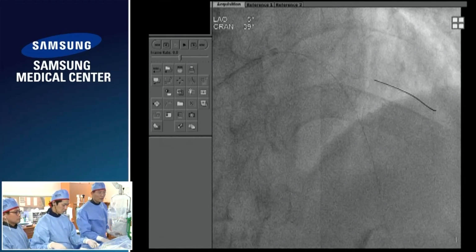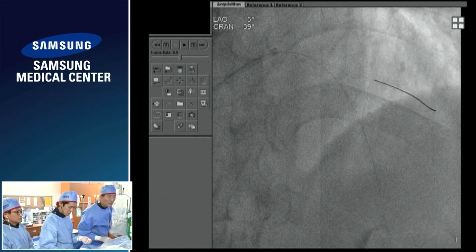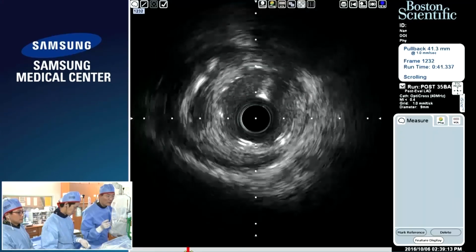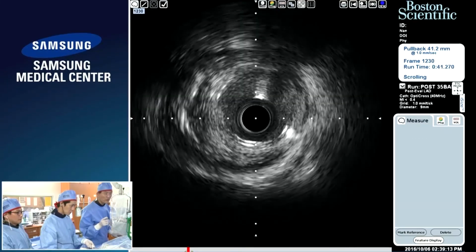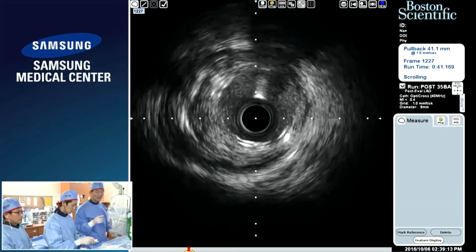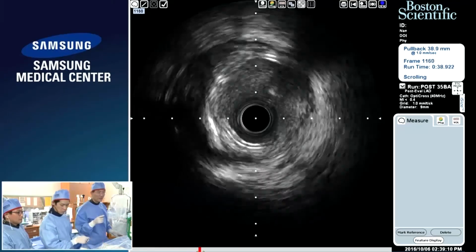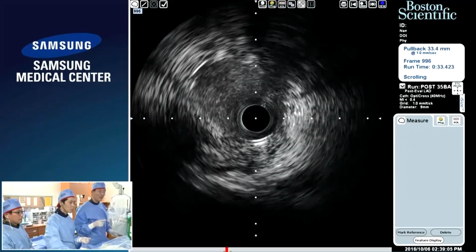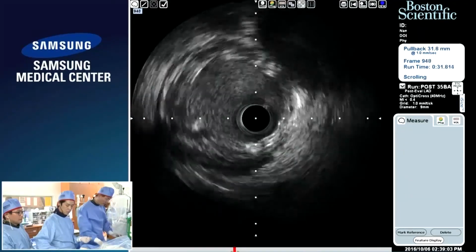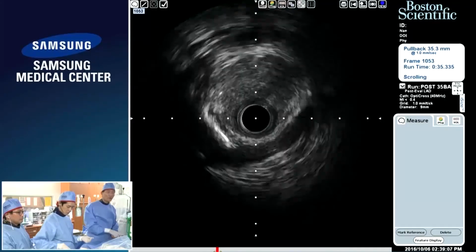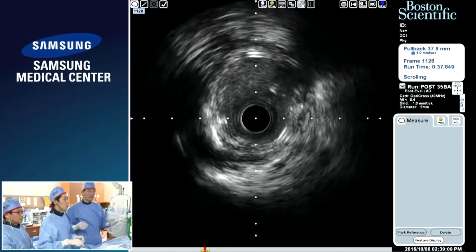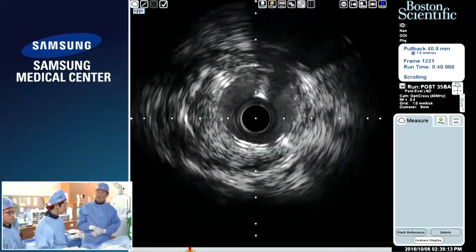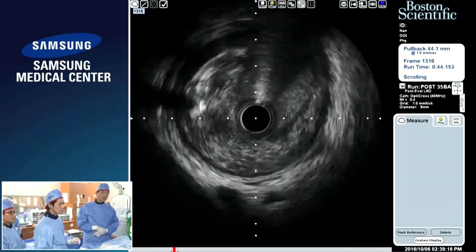LAD ostium. Oh, the pullback. Yeah, ostium is still 3.0 expansion, and a little distally, distal is 3.5. So that's what I expected. With 3.0 stenting proximal, there is a very low risk of restenosis, I suppose.